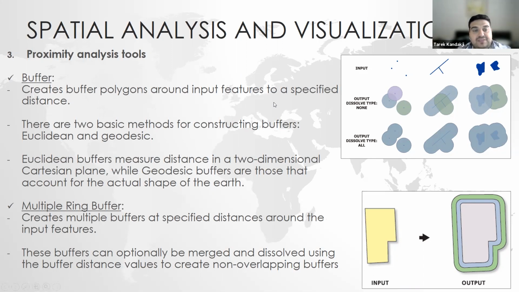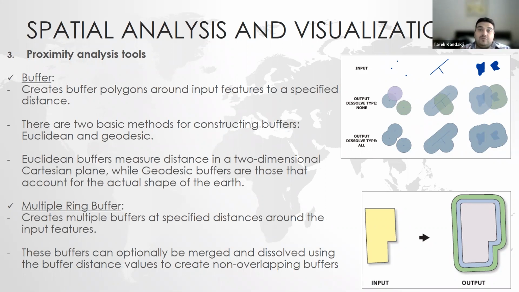Now, there are two types of buffers: Euclidean and geodesic. Euclidean buffers measure distance in a two-dimensional plane, while geodesic buffers account for the actual shape of the Earth. So when you choose a Euclidean distance buffer, you are removing the effect of the Earth's surface curvature, and sometimes the results will not be accurate.